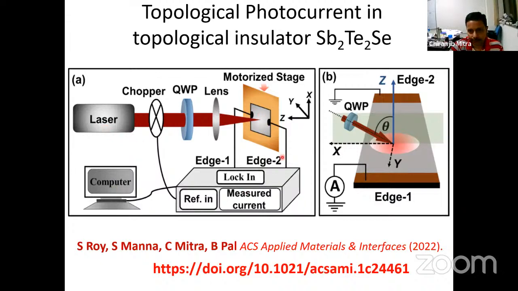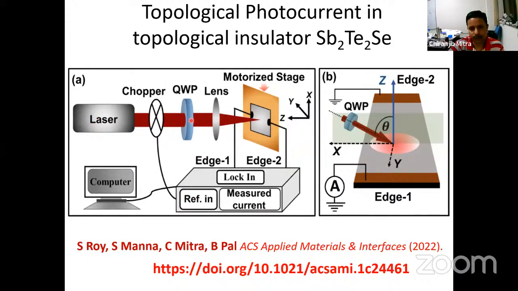So this is the setup. We have the topological insulator sample here, and the photon. This is the x direction, this is the y direction, and z is perpendicular, or normal, to the surface of the sample. The photon was incident in the xz plane, and the photocurrent was measured along the y-axis, perpendicular to this plane. This is H1 and this is H2.